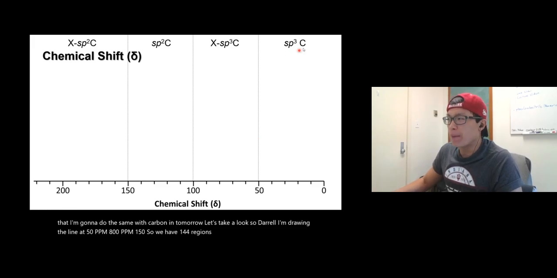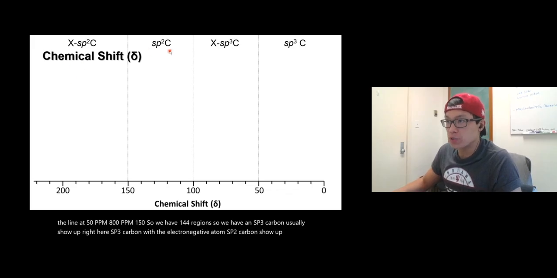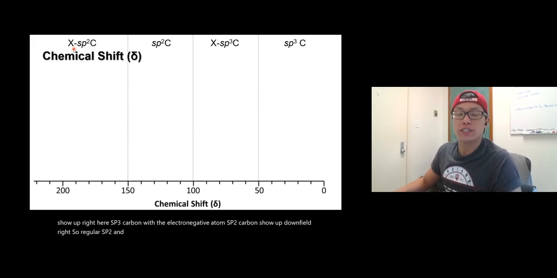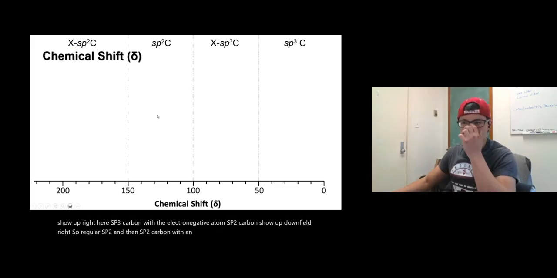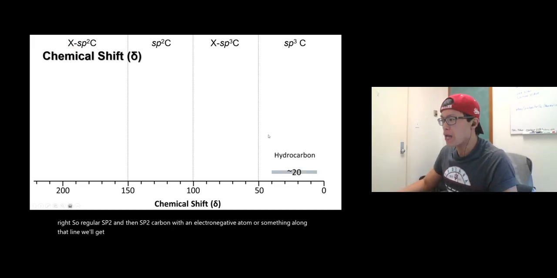So we have an sp3 carbon, which usually shows up right here, and an sp3 carbon with an electronegative atom. An sp2 carbon shows up downfield, right? So regular sp2, and then sp2 carbon with an electronegative atom or something along that line. We'll get there. Okay. All right.